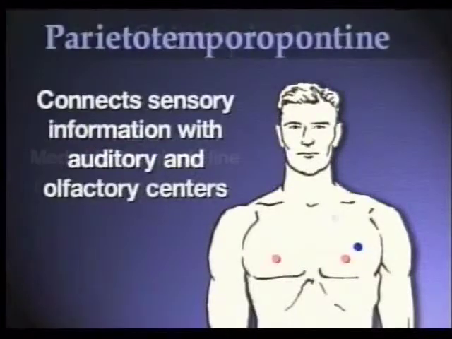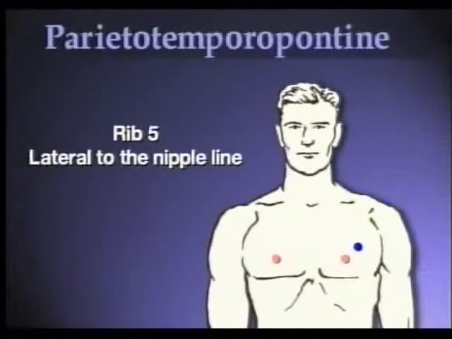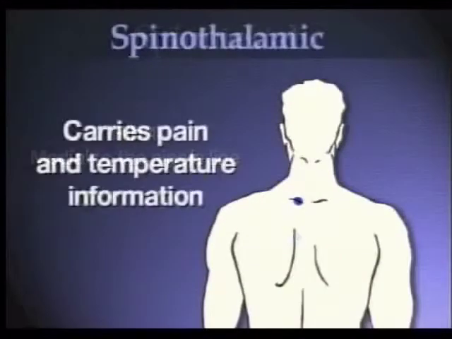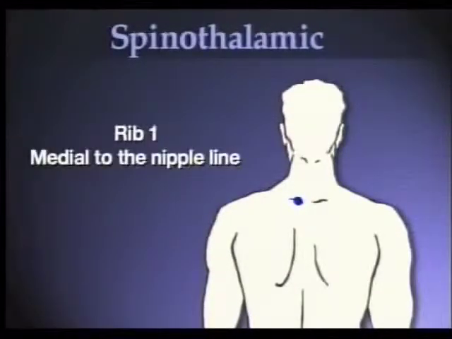The 7th tract is the parieto-temporopontine. This connects sensory information with auditory and olfactory centers. That is, spatial awareness. The test point is located on the 5th rib, lateral to the nipple line. The 14th tract is the spinothalamic tract. This carries pain and temperature information. The test point for the spinothalamic tract is located on the 1st rib, medial to the nipple line.